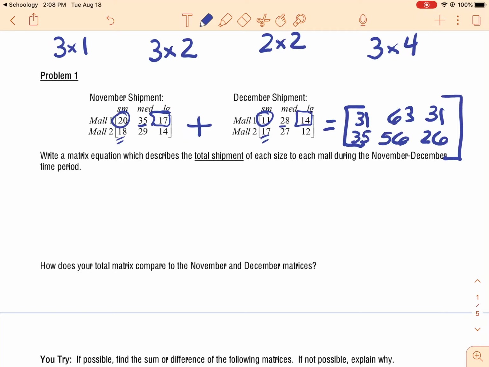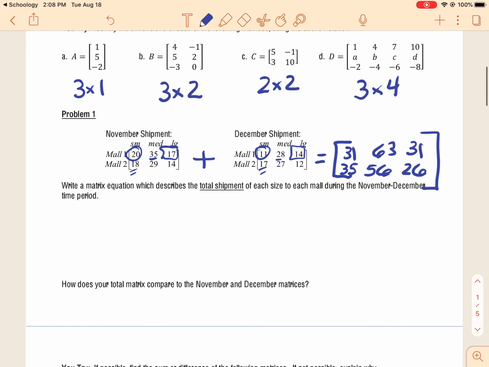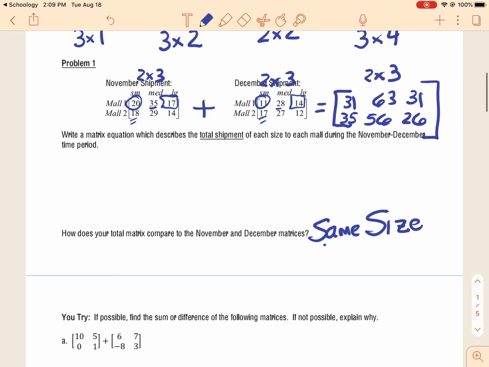How does our matrix for the total compare to the November and December matrices? This one we said was a 2 by 3. This one was a 2 by 3. When we added them together, what did it become? A 2 by 3. So they actually have to be the same size in order to add them. Adding 2 matrices, they have to be the same dimension or same size.